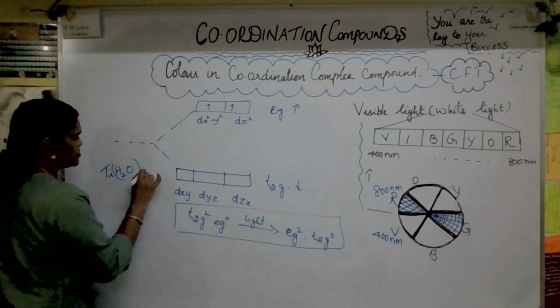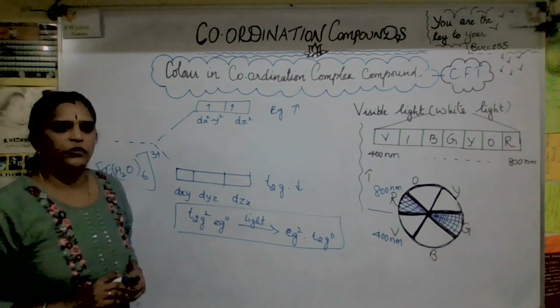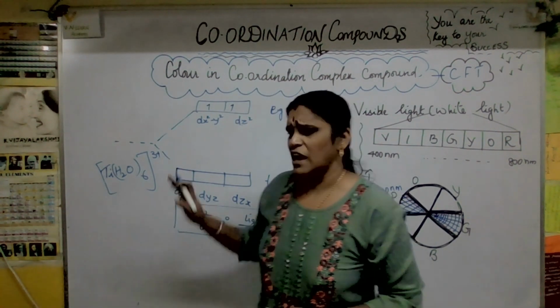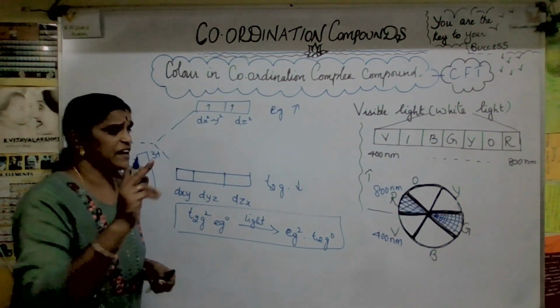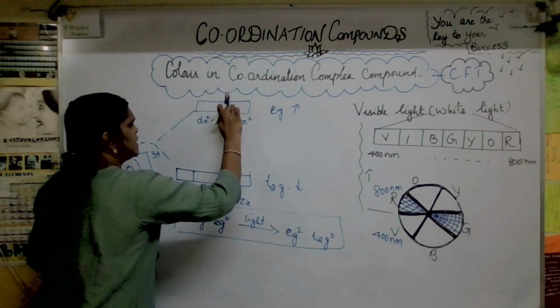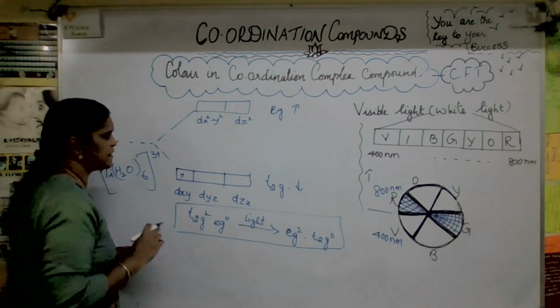[Ti(H2O)6]3+. This is one liquid solution, one compound, a coordination complex compound. Titanium's electronic configuration, actually its atomic number is 21, right? So there is definitely only one electron in the d orbital, right? 21, so only one in the d orbital.